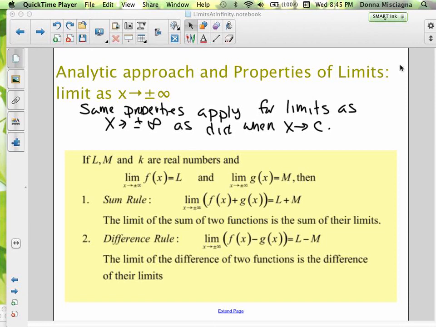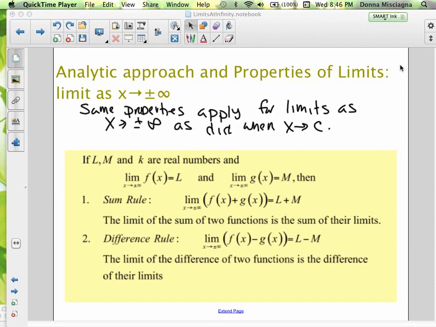Welcome. We're going to be looking at analytical approach and properties of limits as x approaches positive and negative infinity. So we're going to look at some properties, and we're also going to look at a couple specific rules and properties. Namely, we're going to be looking at the limit of 1 over x, and at the sandwich or squeeze rule, the squeeze theorem, applied to limits as x goes to positive or negative infinity.